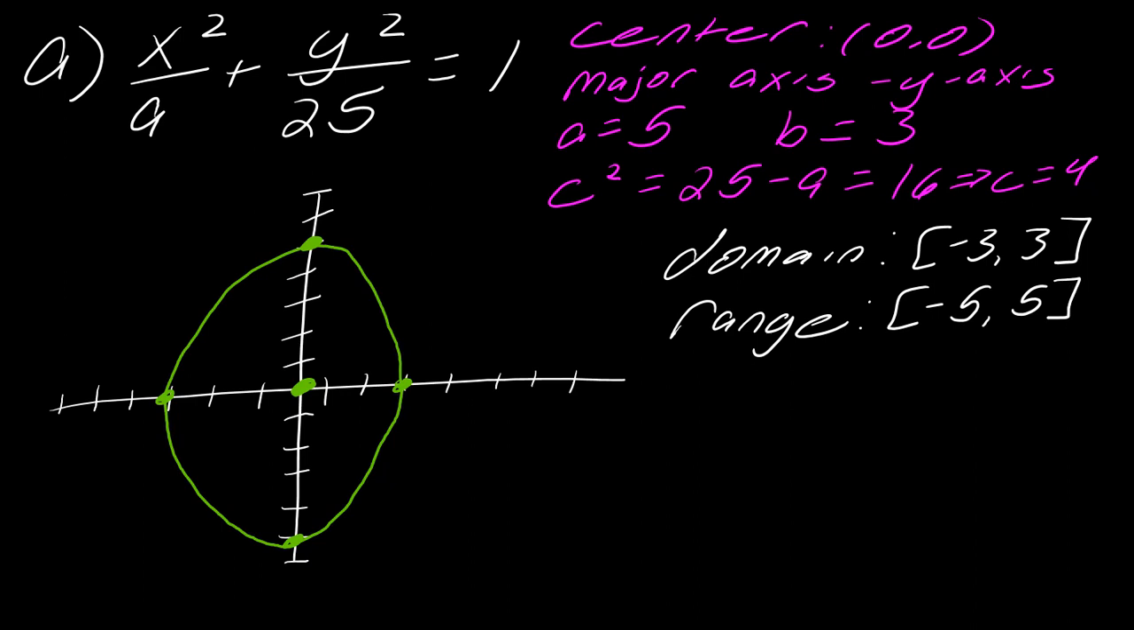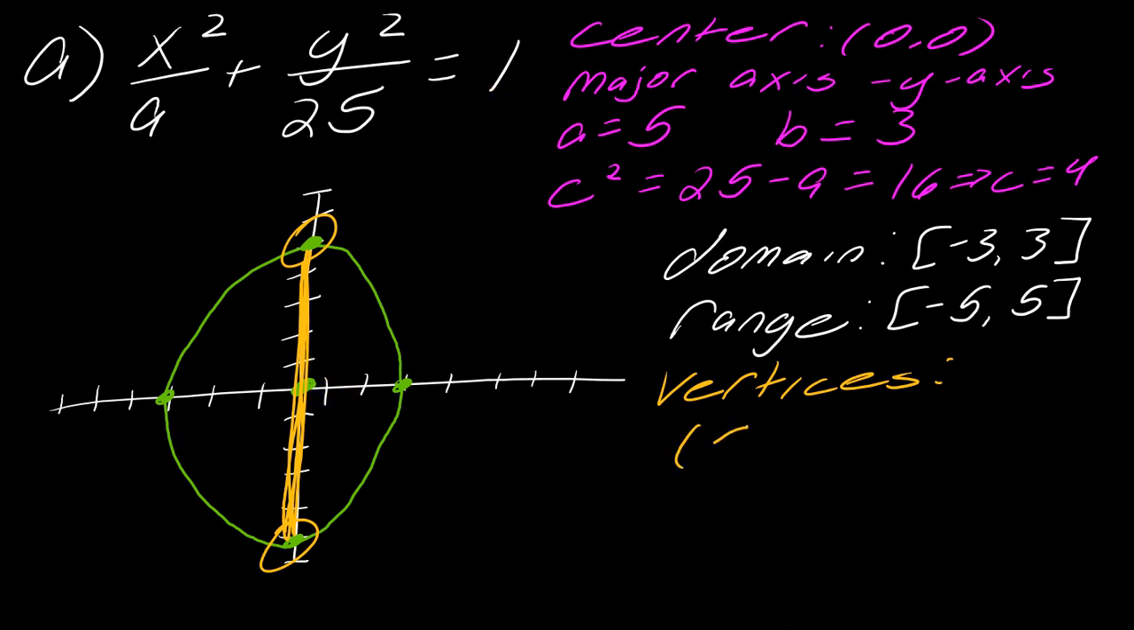Okay, so for my vertices, the vertices are the endpoints of the major axis. So here's my major axis in this case. This is one vertex and this is the other vertex. Like I said, once you draw your graph, it's pretty easy to figure out because you can just read it off. So the vertices in this case are going to be 0, 5 and 0, -5.